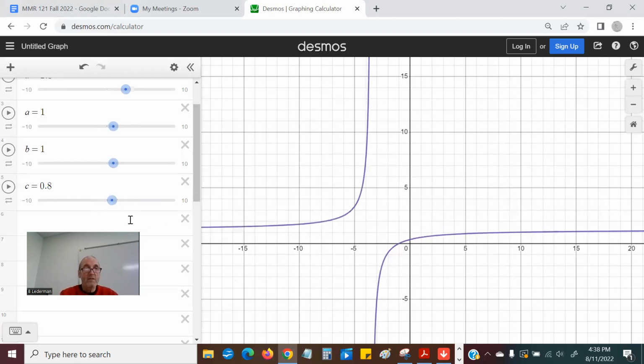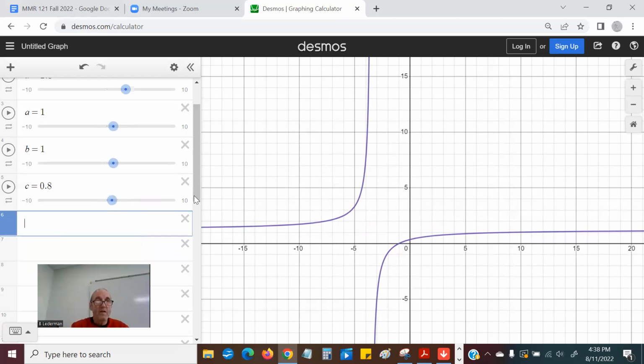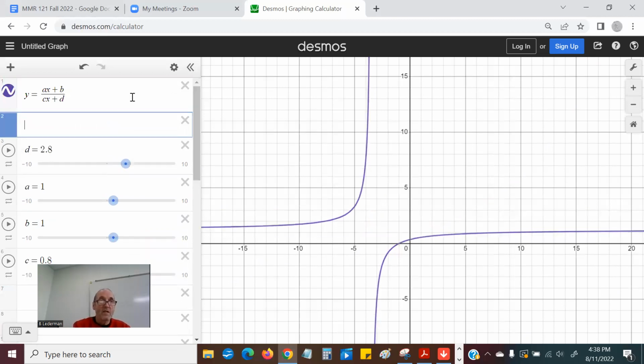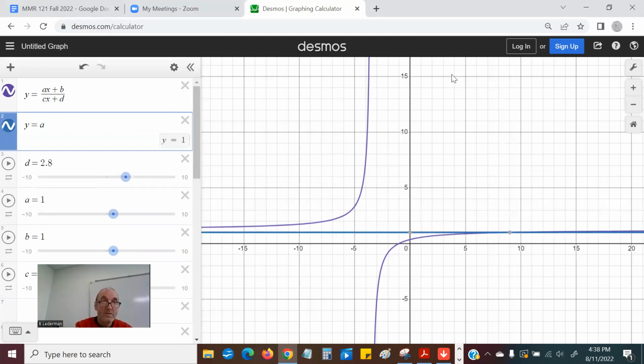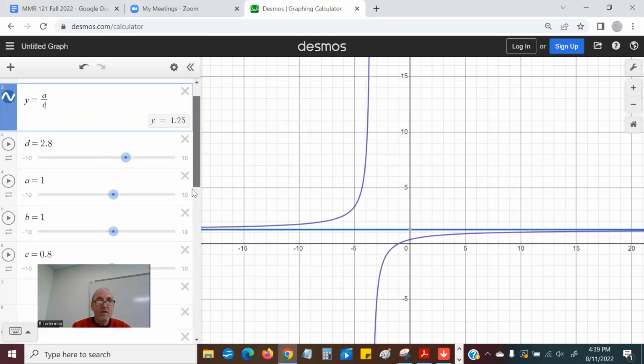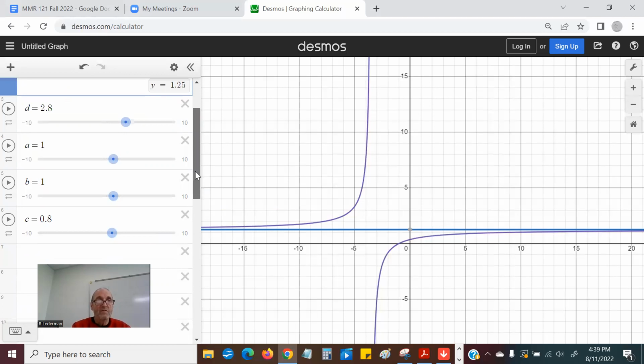Okay, now my asymptote, so the horizontal asymptote is just going to be, actually, let me put this over here. Horizontal asymptote is, like I said before, going to be y equals a over c. A over c. And in this case, y is 1.25, because c is pointed. Okay, it's good enough.